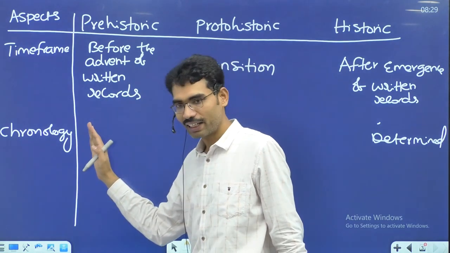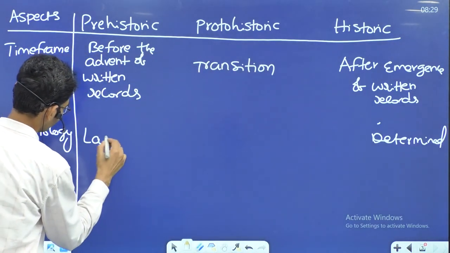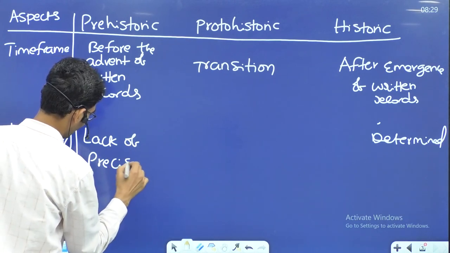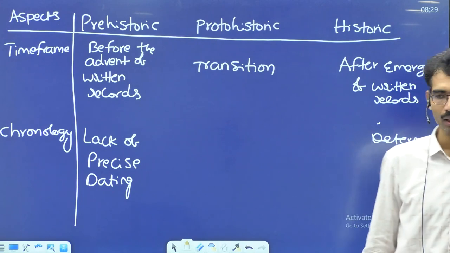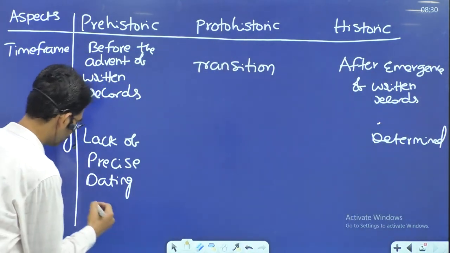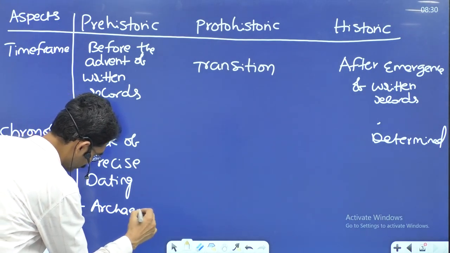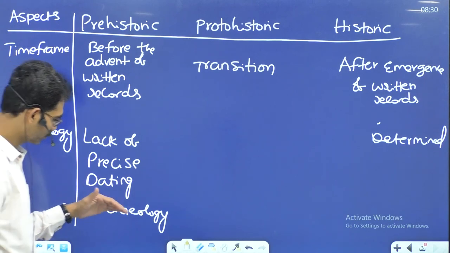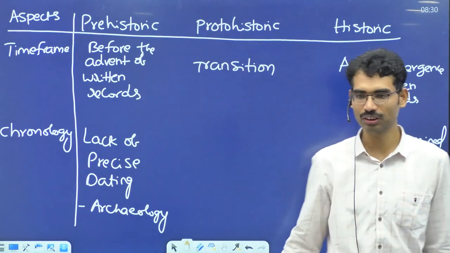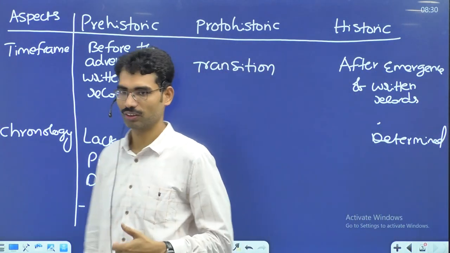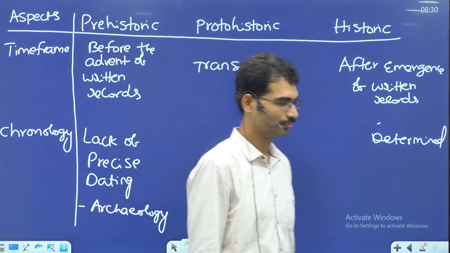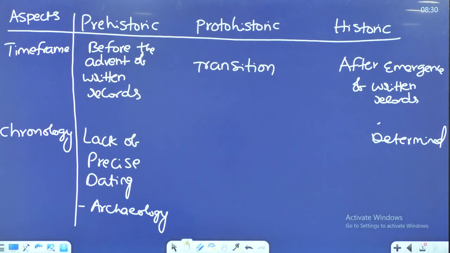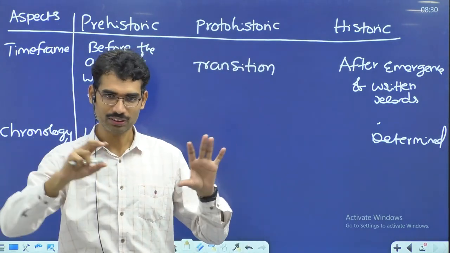When it comes to chronology, there is a lack of precise dating, and we can identify only through archaeology. Determined through archaeology. You write the full sentence so that you can use it in the answer itself. Determined through archaeology.